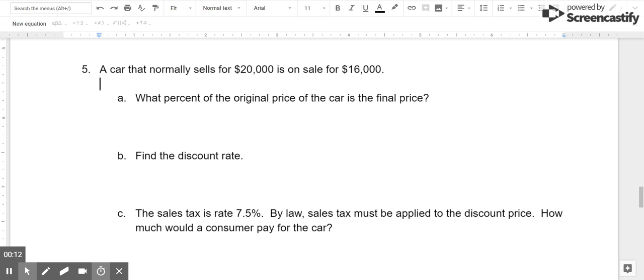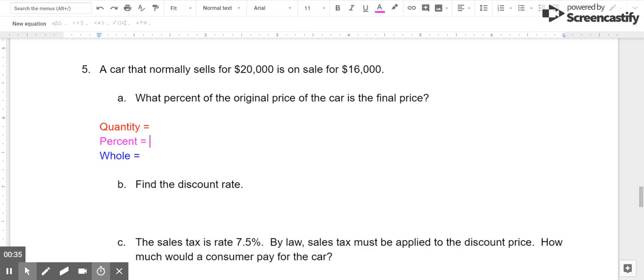A car that normally sells for $20,000 is on sale for $16,000. What percent of the original price of the car is the final price? So for A, we're just using our same quantity equals percent times whole information, or strategies that we've worked on previously.